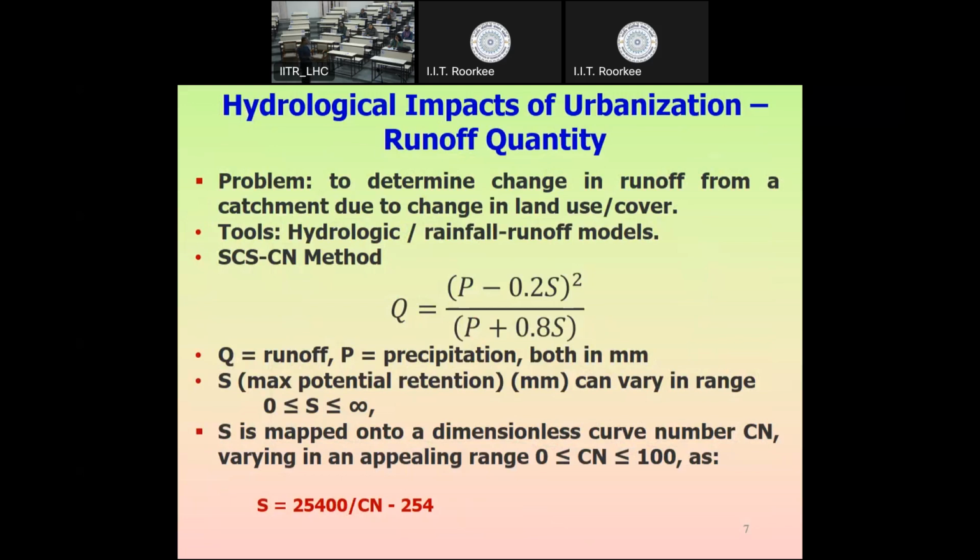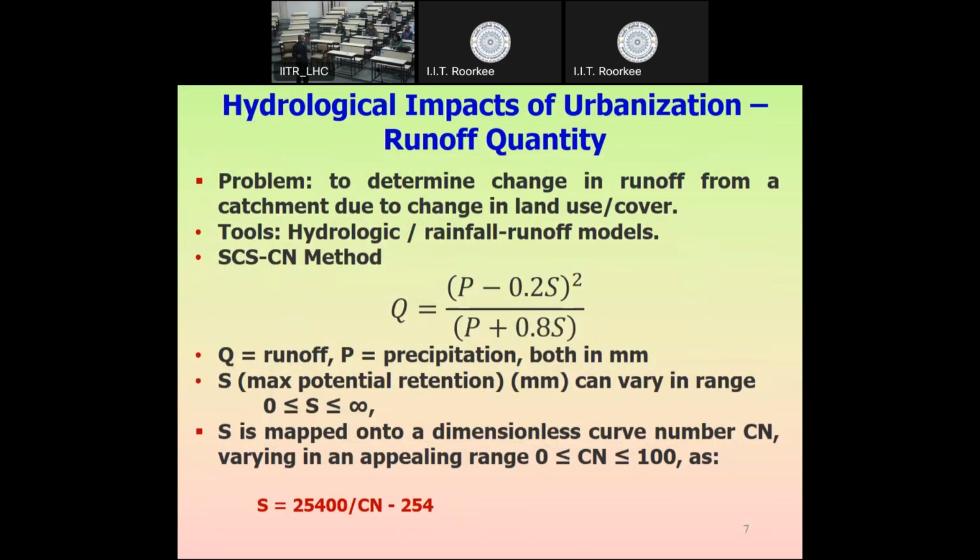Change in land use land cover means, for example, urbanization is taking place. So a number of tools are present here. We have a range of hydrologic models, right from very simple to complex, that can be used. Let us try to see one simple method which is called the SCS-CN method. SCS stands for Soil Conservation Service and CN is curve number. I hope that most of you will be familiar.